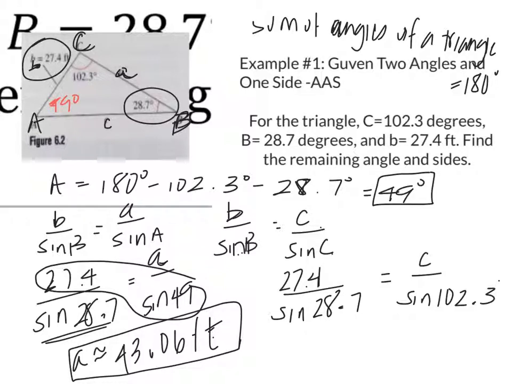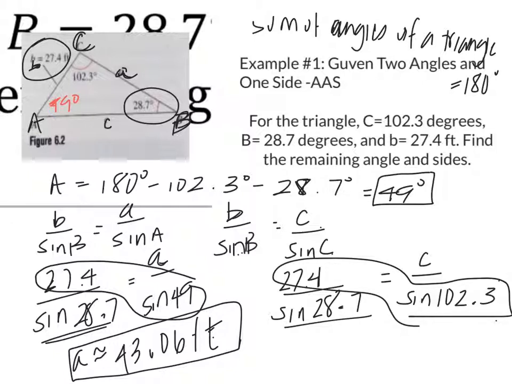You'll multiply 27.4 times sine of 102.3 and divided by 28.7, right? And you'll get C as being about 55.75 feet. Okay, I can't box it, but that's how it works.